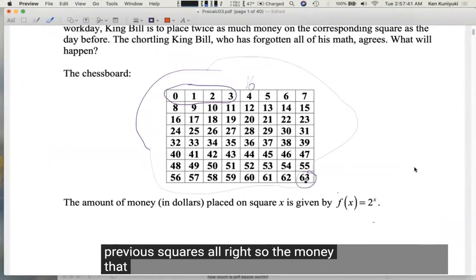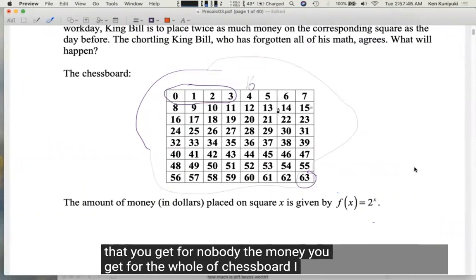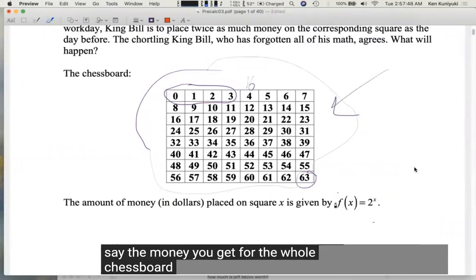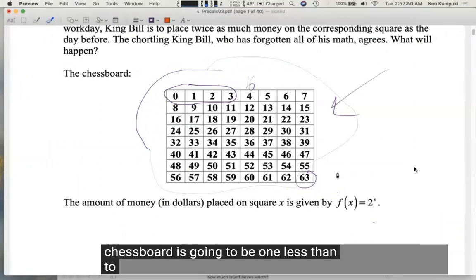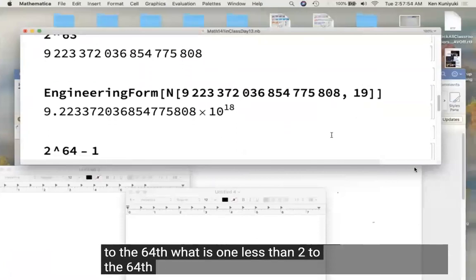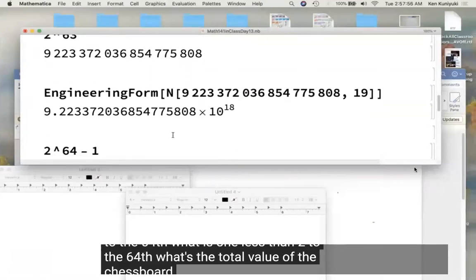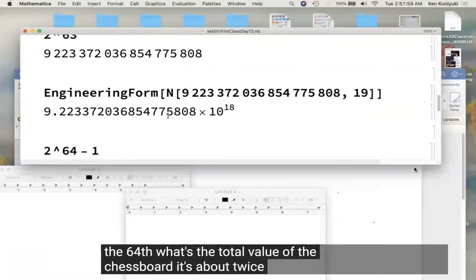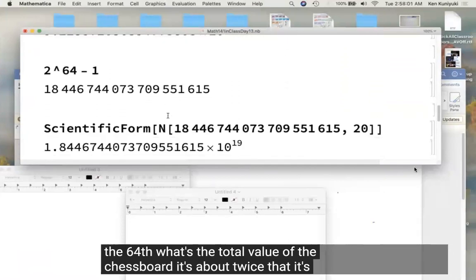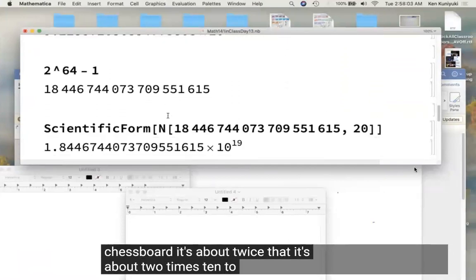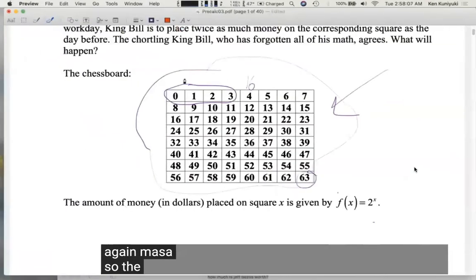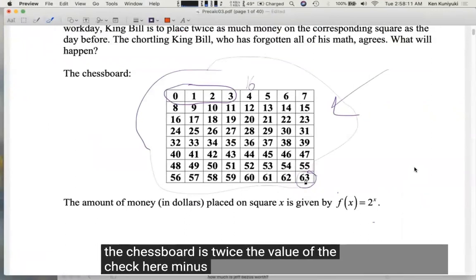So the money you get for the whole chessboard is going to be 1 less than 2 to the 64th. What is 1 less than 2 to the 64th? What's the total value of the chessboard? It's about twice that. It's about 2 times 10 to the 19th. Again, massive. So the overall value of the chessboard is twice the value of the check here, minus 1.